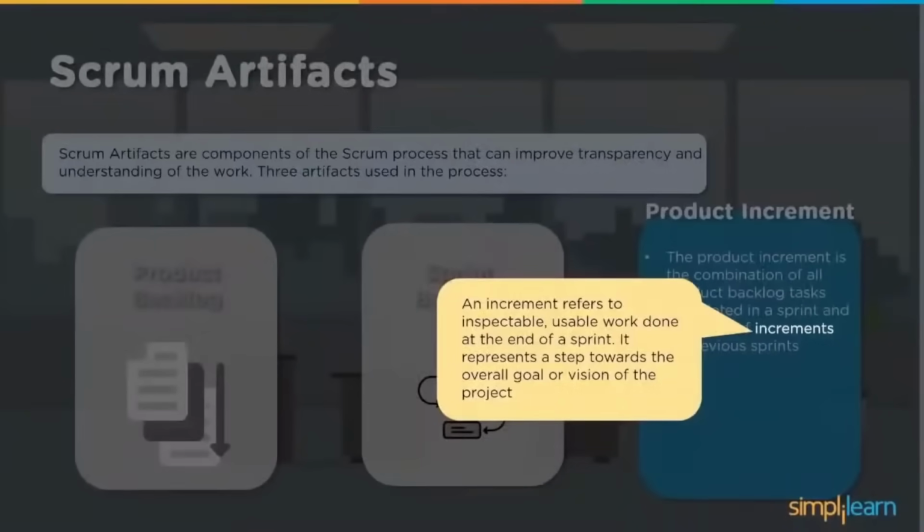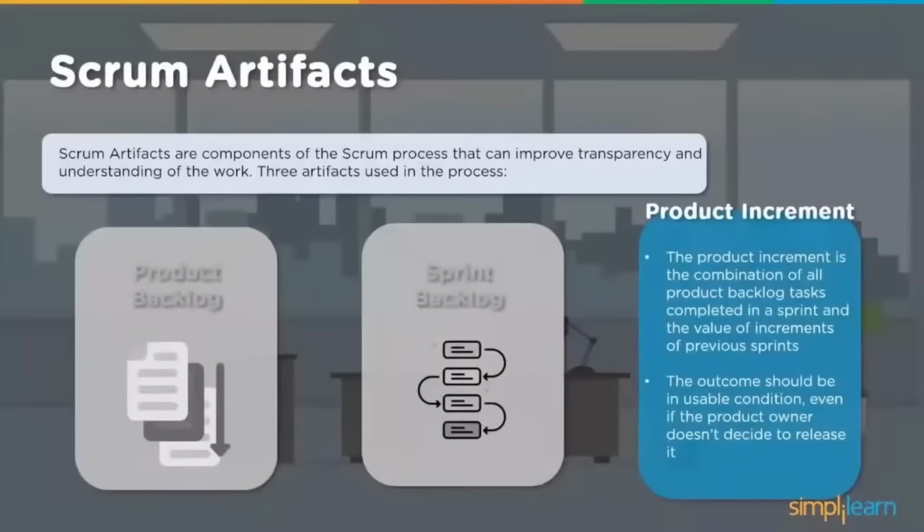So an increment refers to inspectable, usable work done at the end of the sprint. It represents a step towards the overall goal or vision of the project, as I was mentioning. Then the outcome should be in usable condition, even if the product owner doesn't decide to release it. So it should be in usable condition. So two things we speak about. One is release, the other one is deployment.